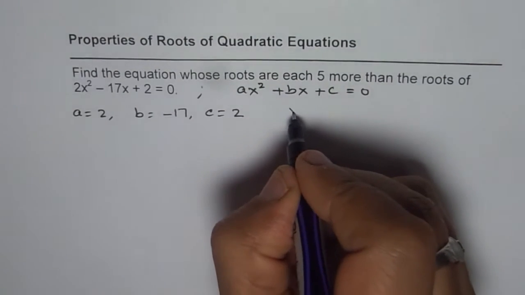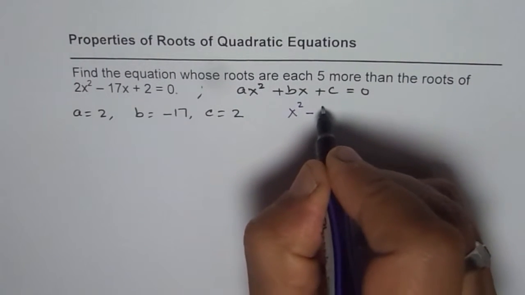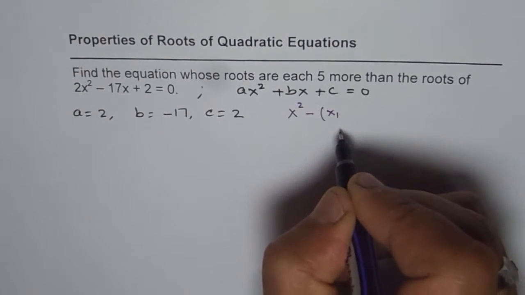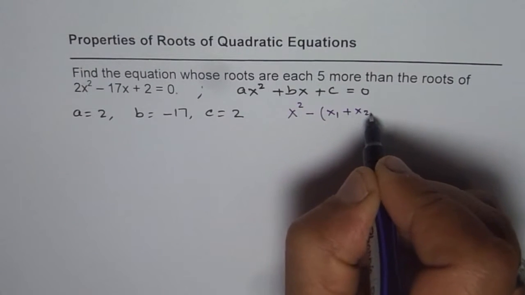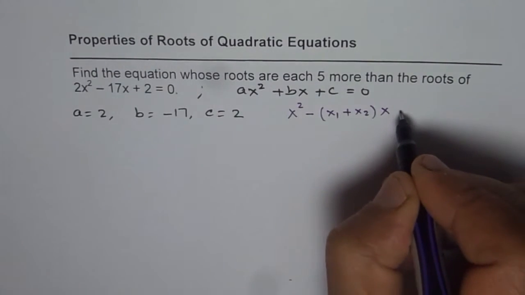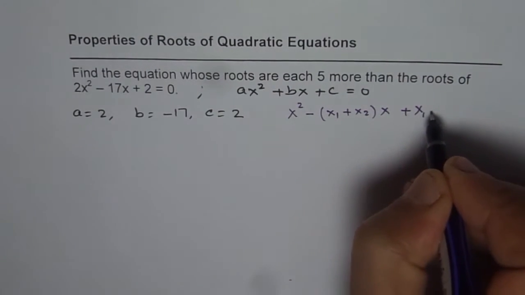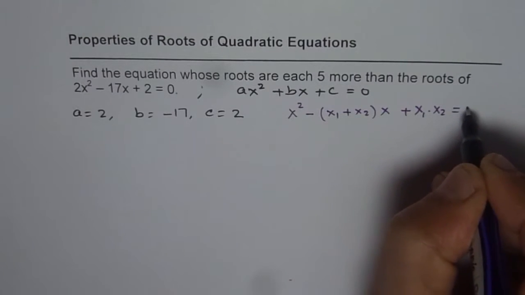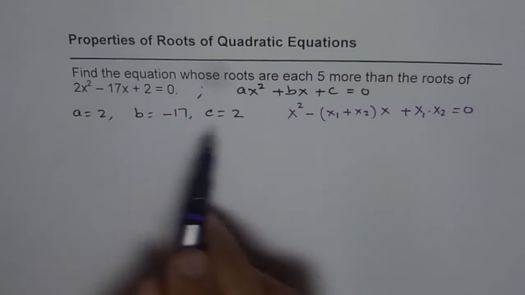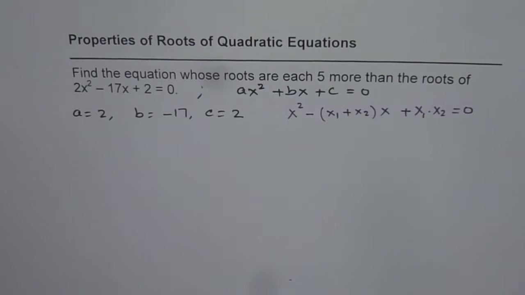It could be written as x square minus the sum of roots, let us say x1 and x2 are the roots, times x plus the product of roots, x1 times x2, equals 0, right? Now, if you compare these two, then what do you find?